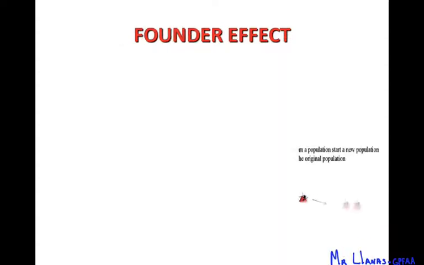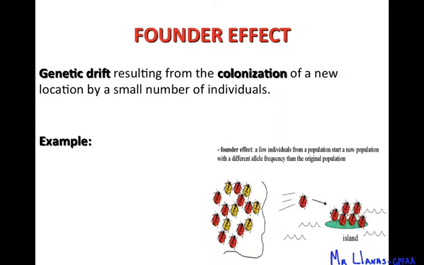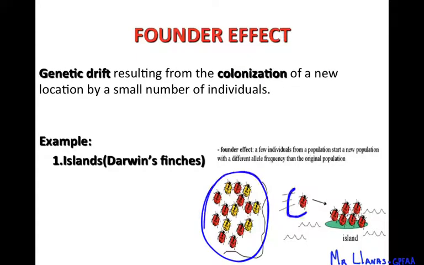Okay. Another one is called founder's effect. And this one just results from the colonization of a new location by a small number of individuals, right? Examples of this are the Darwin finches, like the ones we watched in the video. Okay, but let's just say that this population here loses one of their ladybugs, right? That ladybug goes to an island, it's attached to a boat or something, and he gets to that island and he starts reproducing. Well, now all the alleles that are going to be present in this new population are going to be only the ones that this ladybug brings, right?